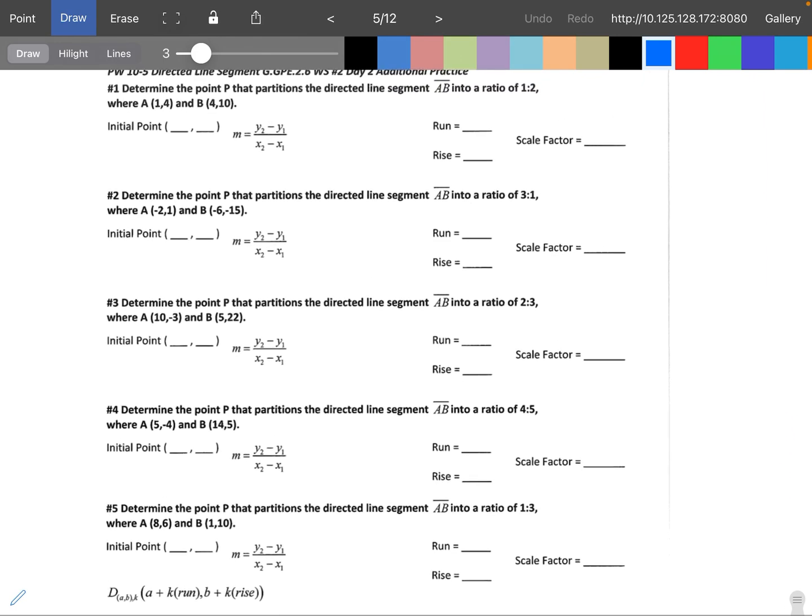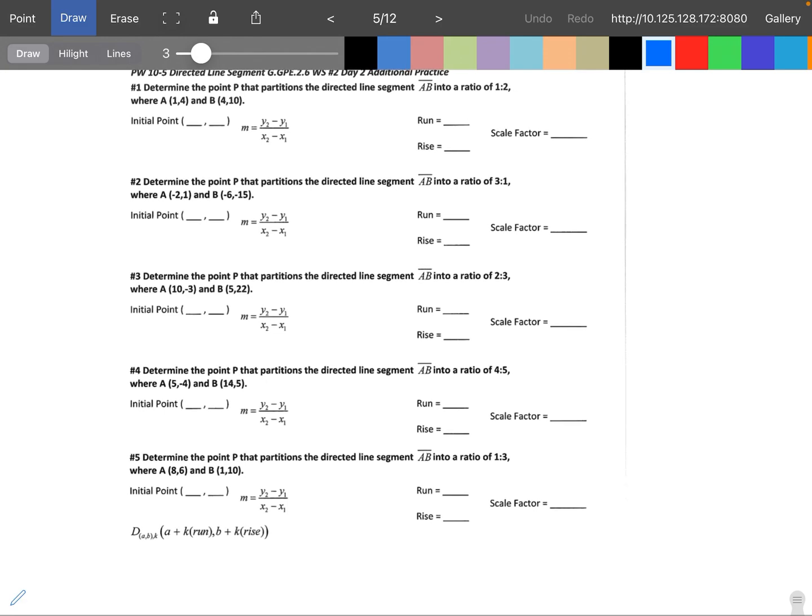All right, so I wanted to go over these with you so we could make sure that we could see the ratio as well as scale factor. So determine point P that partitions the directed line segment AB into a ratio of 1 to 2. Our scale factor here would be 1 out of 3.